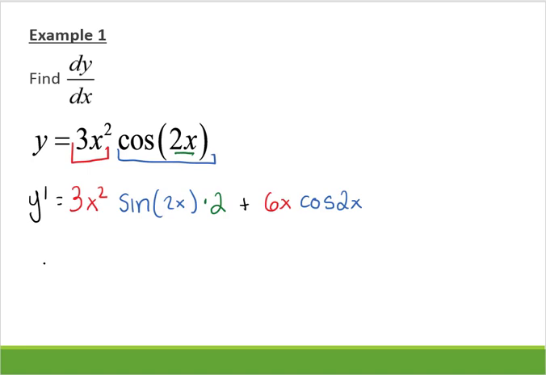Now, just simplifying that a little bit, with the chain rule, you don't have to simplify a whole bunch. You just kind of want to clean up the problem. So if I take the 3 and the 2 and I multiply by a 6, you could go ahead and factor out a 6x if you wanted. I would be okay with either answer at this point.